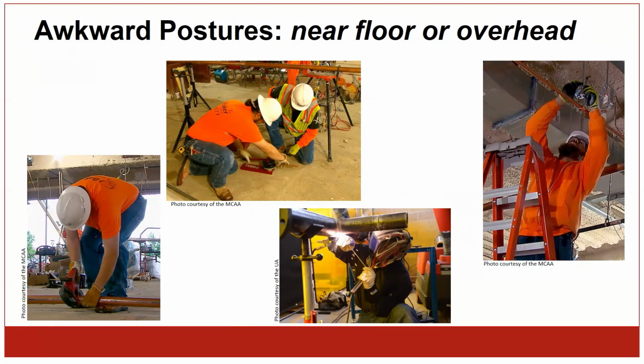Doing overhead work places the body in another poor or awkward posture. Working in this posture decreases a worker's available strength to perform the task and will cause fatigue more quickly. Anytime a worker's hand is positioned above their head height, there is high stress on their shoulders, increasing the risk of a shoulder injury.